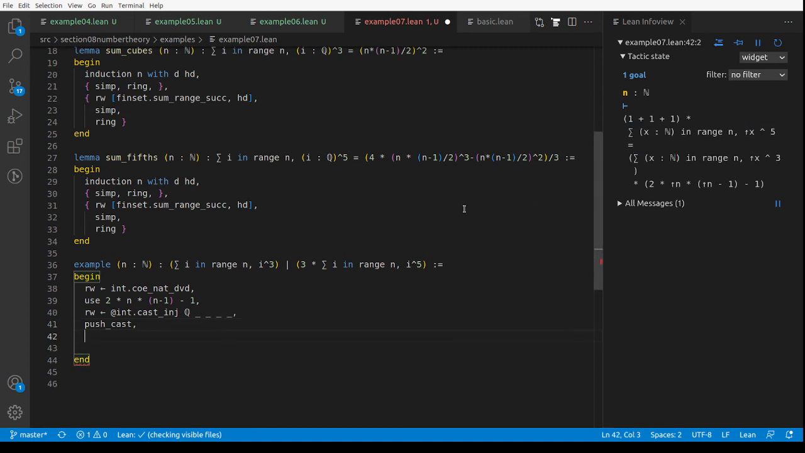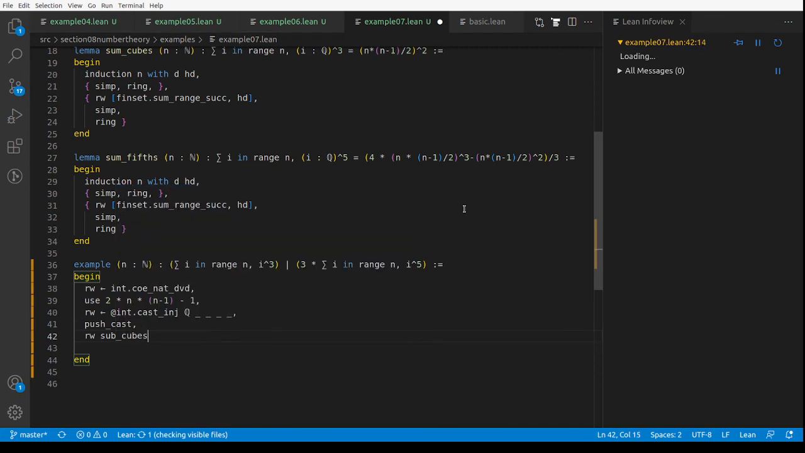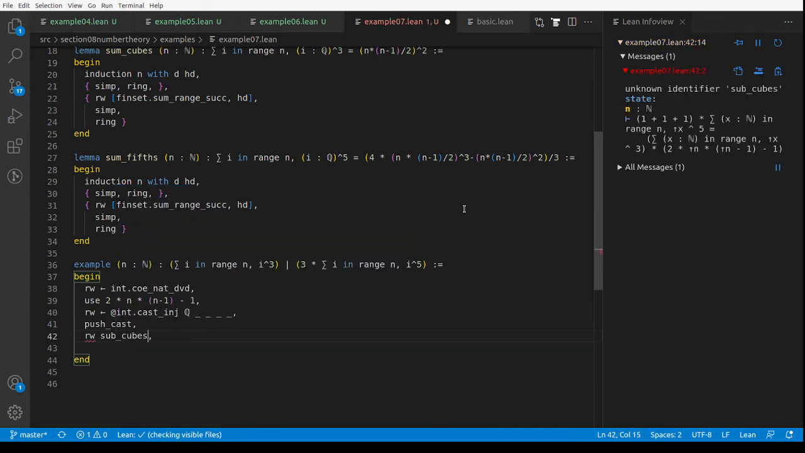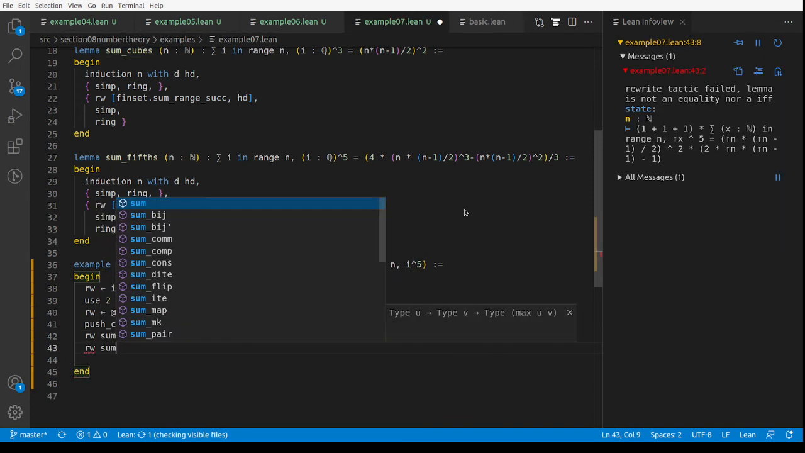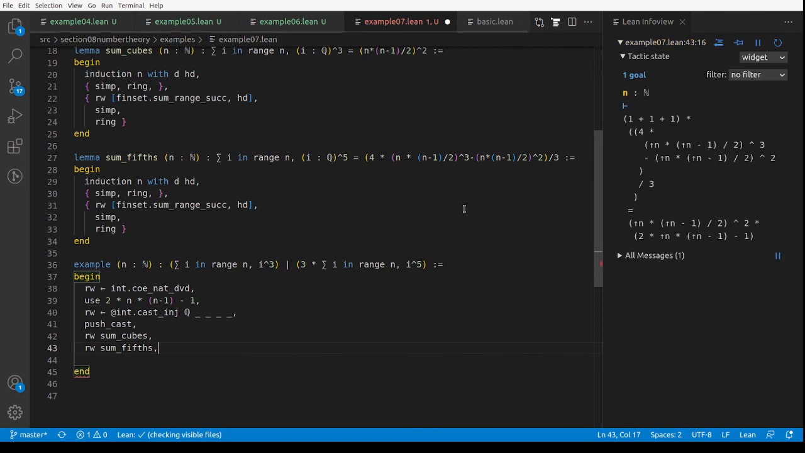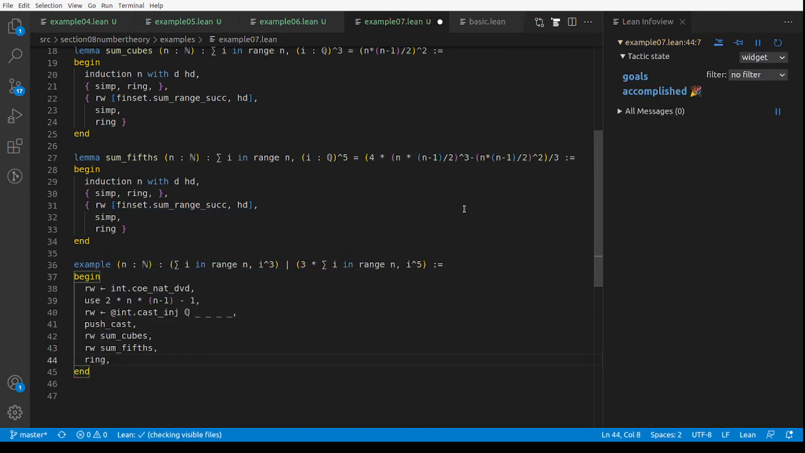And now I will be able to rewrite some cubes. Oh, what I was going to say. I want to go home. It's bedtime. There, and now I rewrite some fifths. There, and now that should be ring.